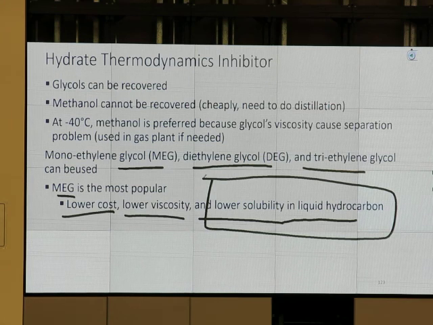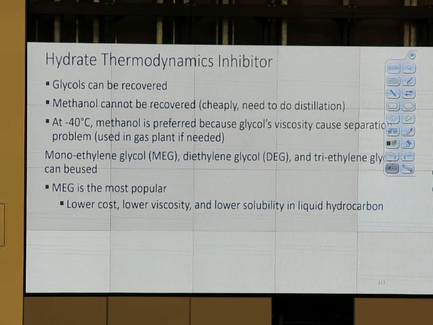What do you think? It's not soluble, so it can be separated easily. I think if it's soluble in liquid hydrocarbon, it doesn't do any good. That's what I think. And I will show you through the Hammerschmidt calculation.